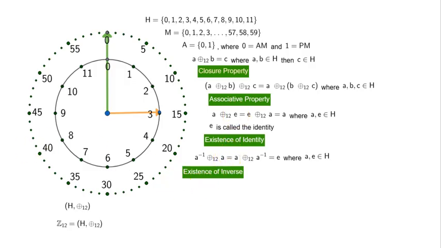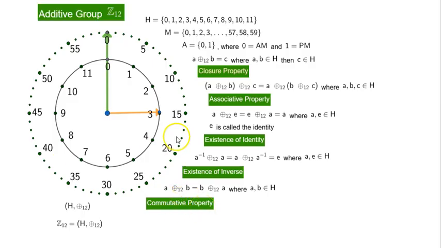Now, apart from this, we also have A addition modulo 12 B is equal to B addition modulo 12 A. That means order of addition doesn't matter. Now, again, you know this. This is called the commutative property. So, in general, we call it an additive group of integer modulo 12 because only addition is being treated as the operation of interest. This particular group is also called a cyclic abelian group.